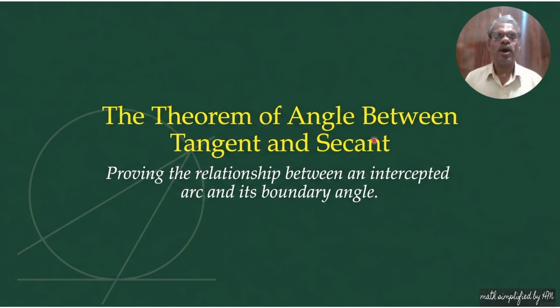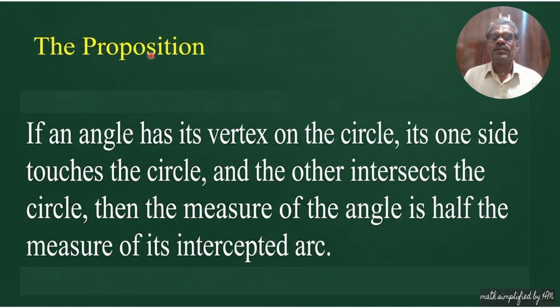The theorem of angle between tangent and secant, proving the relationship between an intercepted arc and its boundary angle. The proposition or the theorem: if an angle has its vertex on the circle, one side touches the circle and the other intersects the circle, then the measure of the angle is half the measure of its intercepted arc.